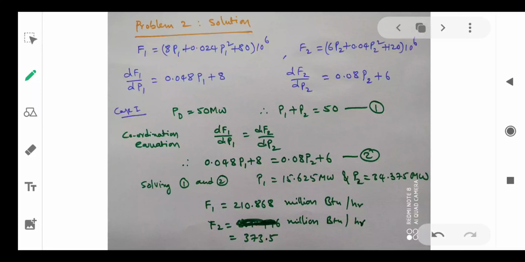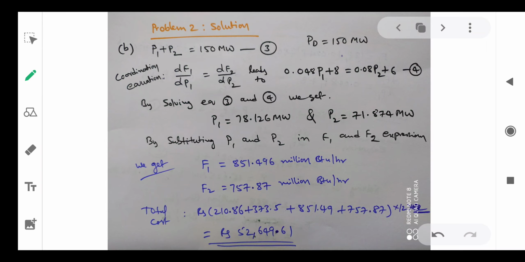So F1 and F2 are specified. dF1/dP1, dF2/dP2 are obtained, from which the coordination equation is, this is the coordination equation, PD is 50. So by using P1 plus P2 is equal to 50 and this equation, you can solve P1 and P2 as 15.625 megawatts and 34.375 megawatts respectively. By substituting P1 and P2 in the respective equations F1 and F2, you will obtain 210.8 and 373.5 million BTU per hour.